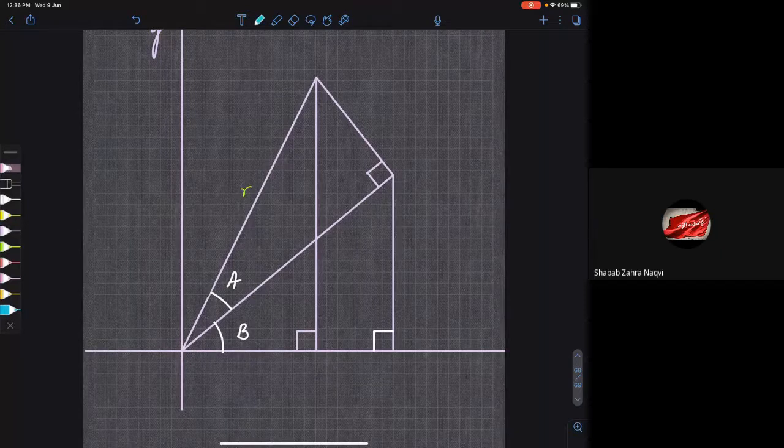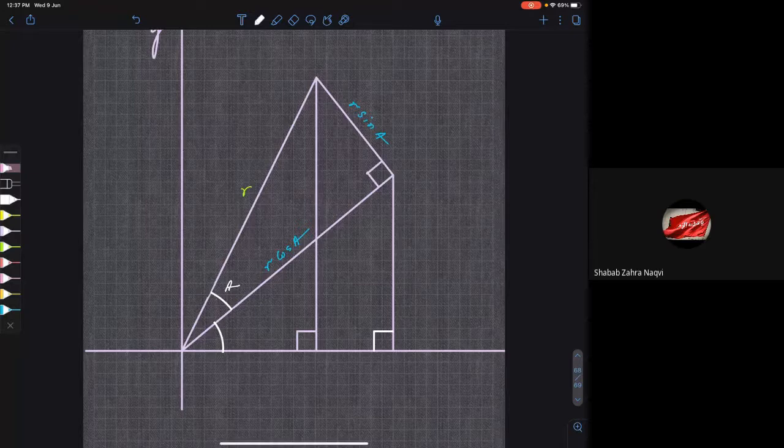So let me write down. What will be this side? It will be R cos A. This side will be R sin A, because see we are not looking at this B, so we didn't start looking at B yet. So first we just saw the angle A. You are getting my point? We are just looking at this triangle.